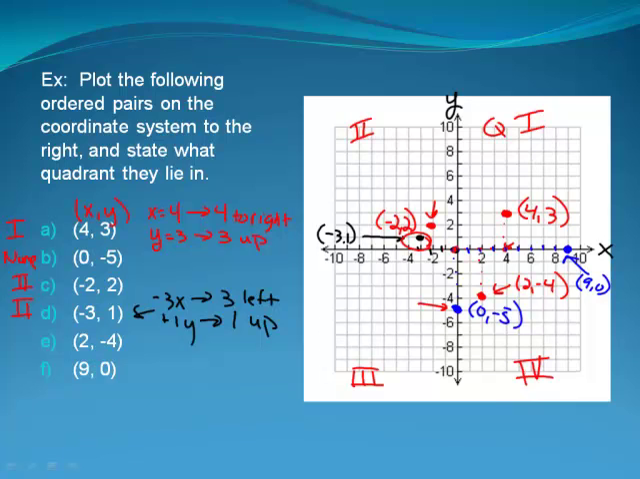2, negative 4, that was 2 to the right and 4 down. That was right here. That's in quadrant 4. And finally, 9, 0, that's that blue dot out here on the x-axis. Since that's on an axis, it's considered to not be in any quadrant, and so the quadrant designation is none. We are not in a quadrant when we're on an axis.